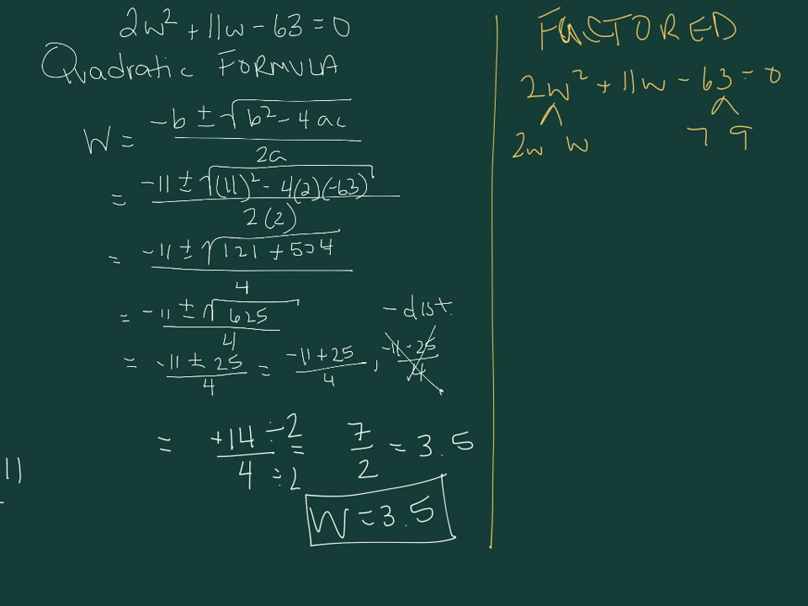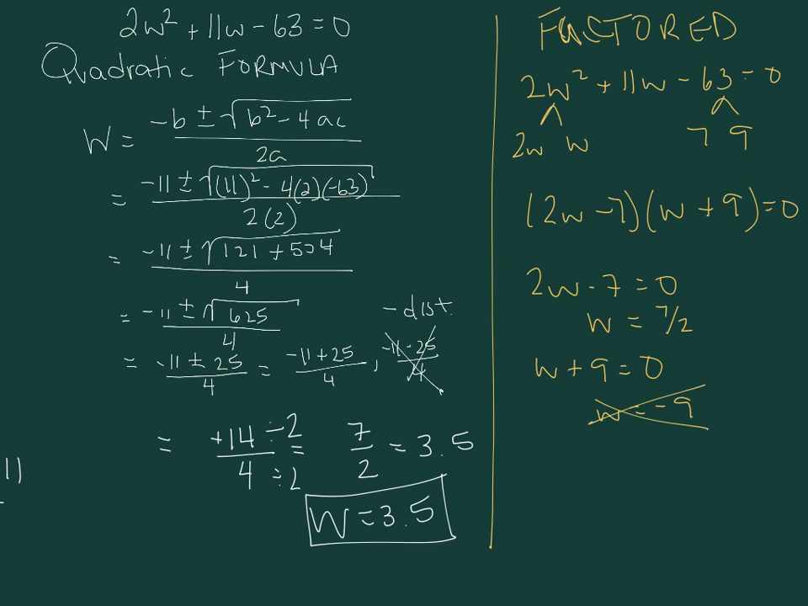18 minus 7 is 11. So this would have gone 2w, w, because whatever's at the front stays at the front, whatever's in the back goes to the back, and you're going to have 7 and 9, and this needs to be a negative and a positive, equals 0. And from here, you could have set this one equal to 0, set this one equal to 0, and you would have gotten a width equal to 7 over 2, or a width equal to negative 9. Negative 9 makes no sense, so this is gone. There's your w equals 7 halves, which is the same as 3.5, and you could have found length to be equal to 18 from that as well.